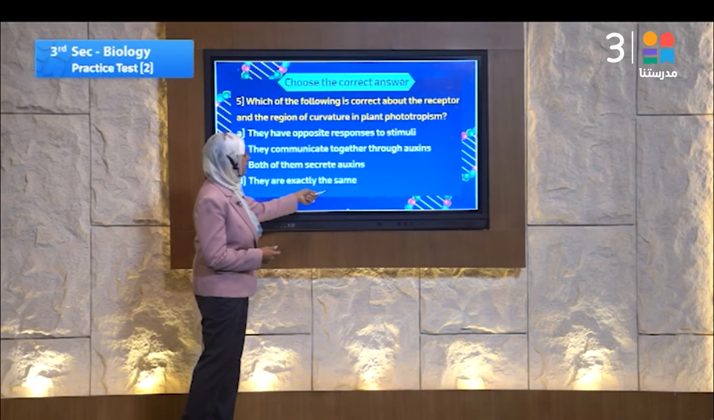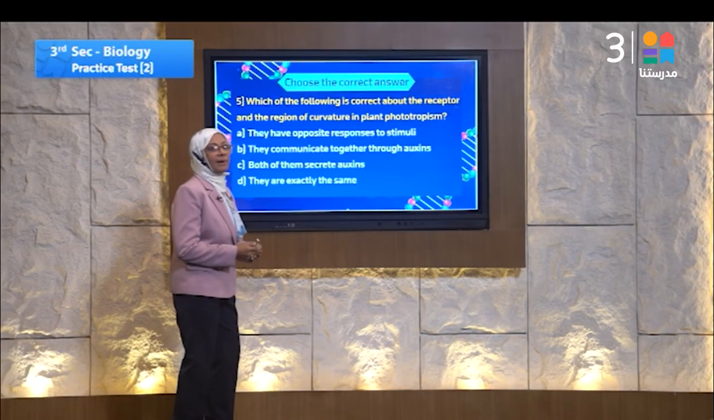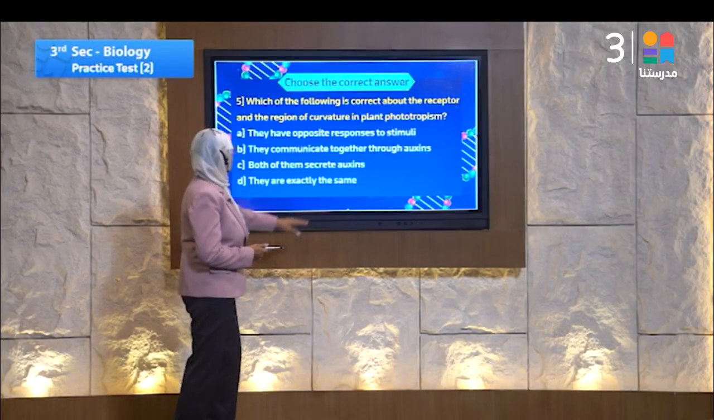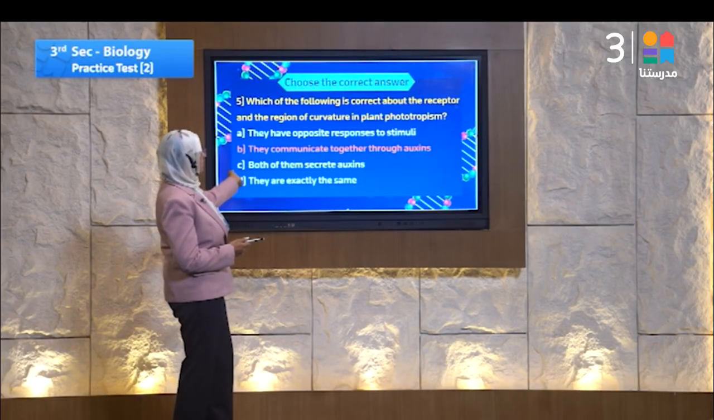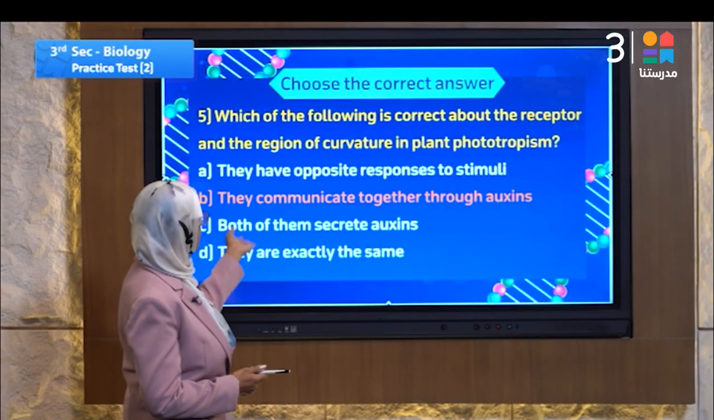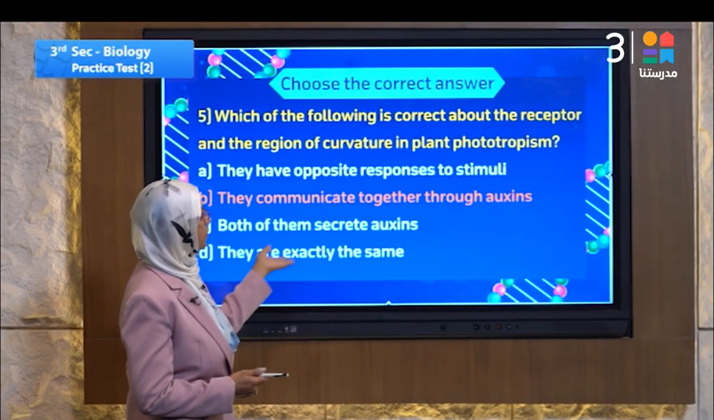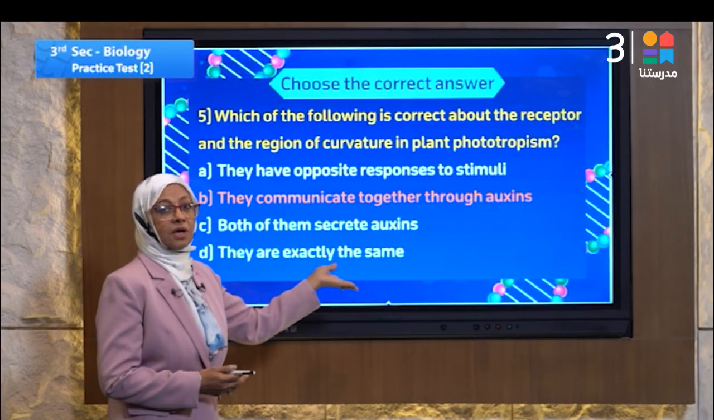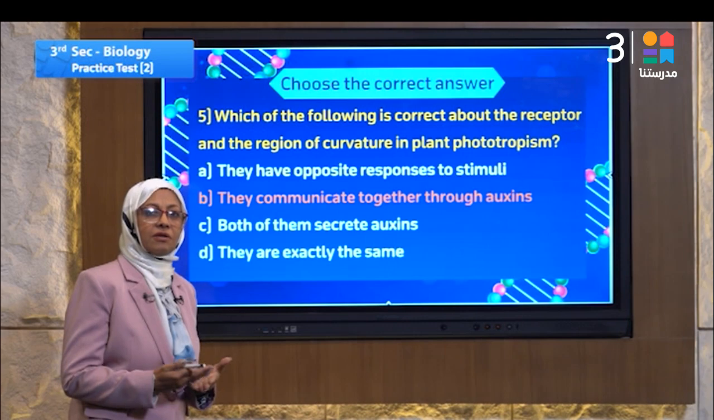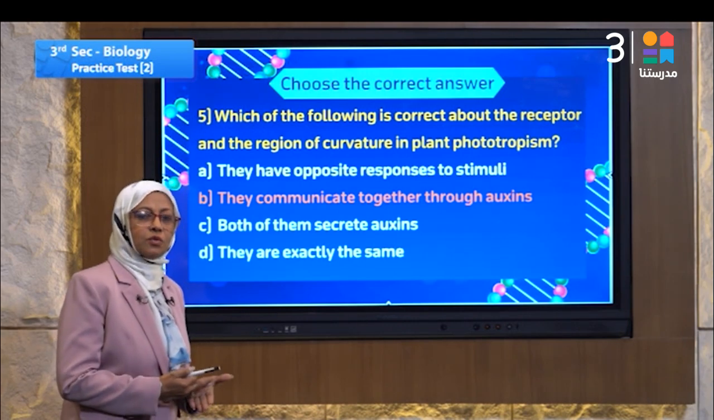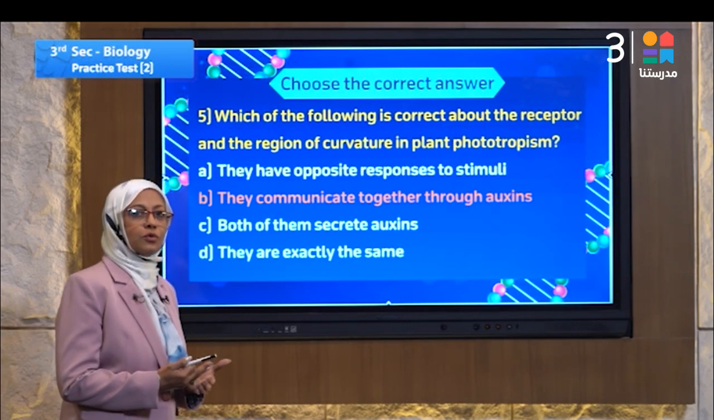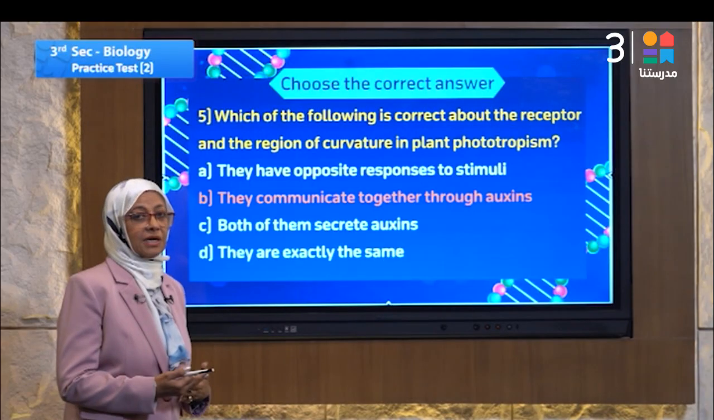They are exactly the same. No, the plants are affected by auxin. So the answer must be that they communicate together through auxin. Auxin affects the plant positively or negatively through phototropism, in response to the effect of light.